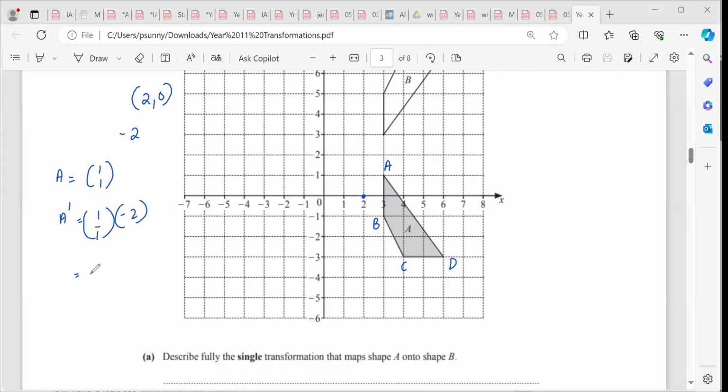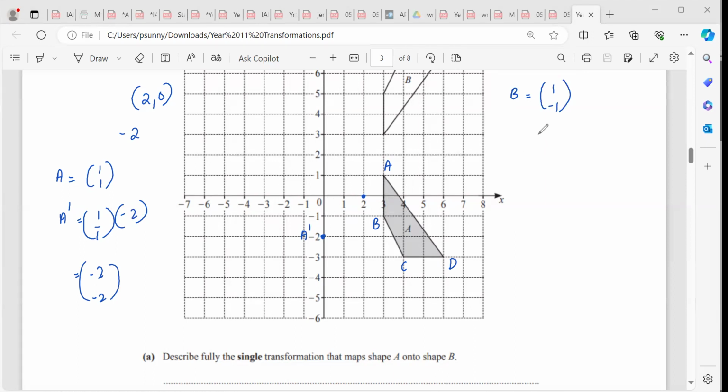To get A dash, you multiply that with the scale factor, that is minus 2. So minus 2 into 1 is minus 2. Minus 2 into 1 is minus 2. So from the center of enlargement, 2 towards left and 2 down. So this will be my A dash. From the center of enlargement, B is 1 towards right and 1 down. That is 1 and minus 1.